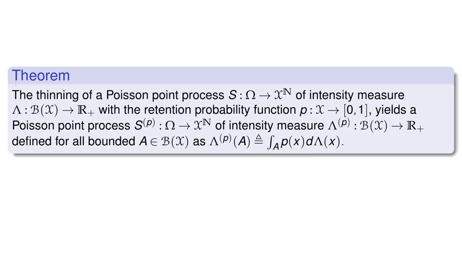We have a theorem for thinning. The thinning of a Poisson point process S from Ω to 𝒳 ⊂ ℝⁿ having intensity measure λ, with the retention probability function p from 𝒳 to the closed interval [0,1], yields another Poisson point process S^p. Its intensity measure λ^p is defined for all bounded A in ℬ(𝒳) as λ^p(A) equals the integral over A of p(x) dλ(x).